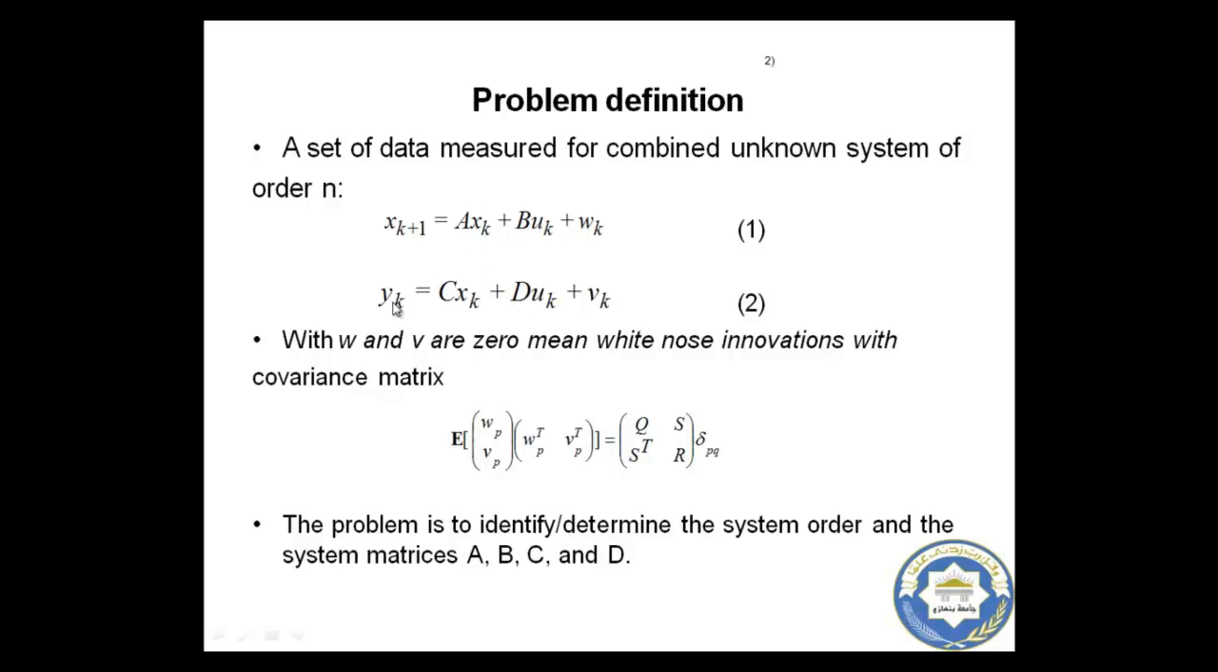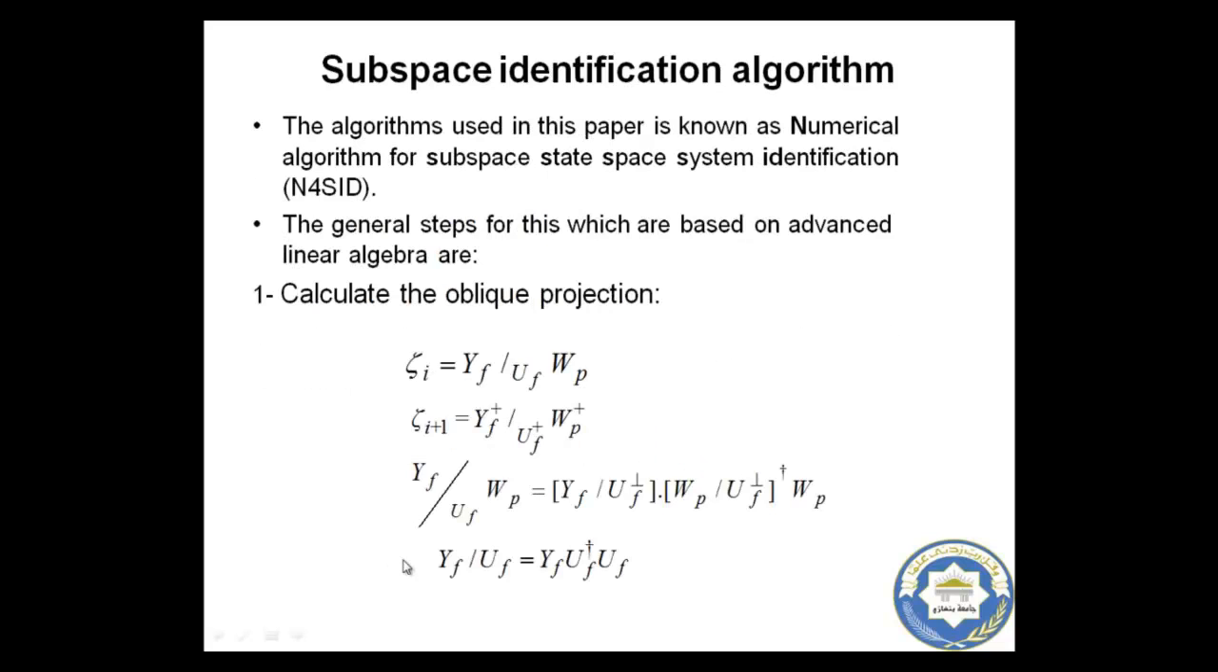regarding the input and output of the system. So we have to identify the constant parameter matrices A, B, C, and D, and also the sequence of states. W and V are zero mean white noise innovations with covariance matrix as described below. The problem is then to determine the system order and the system matrices A, B, C, and D. This is the basic algorithm for subspace identification.